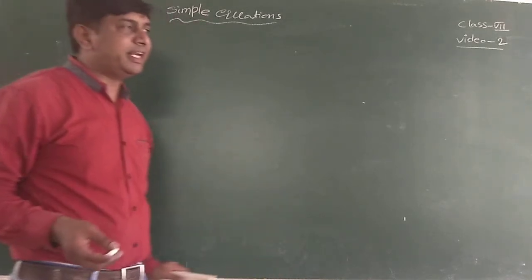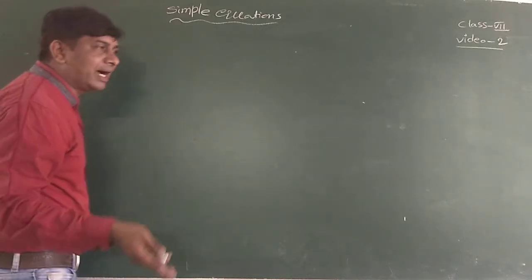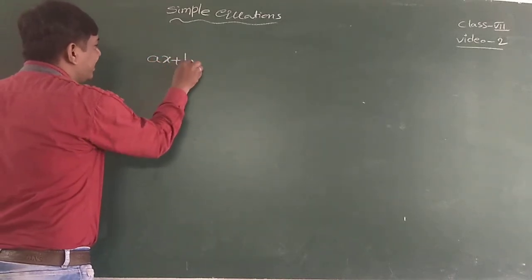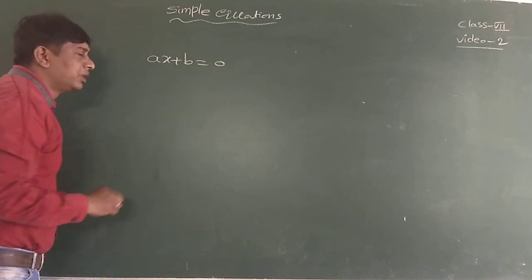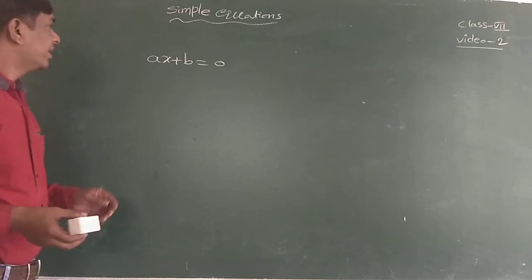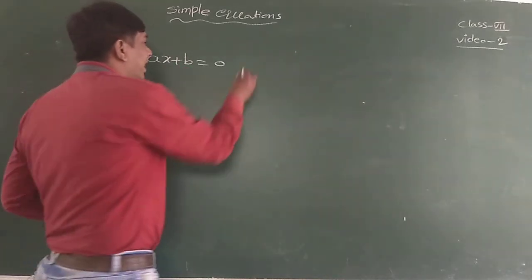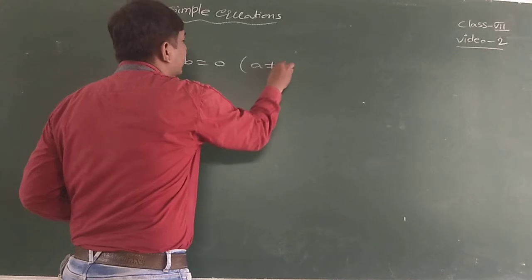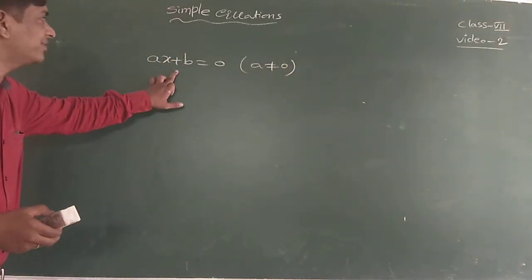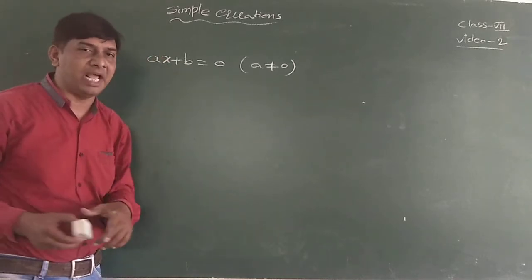The general form or standard form of the simple equation is ax plus b is equal to 0, where a and b are any real coefficients and a is not equal to 0. This is called the standard form or general form of the simple equation.